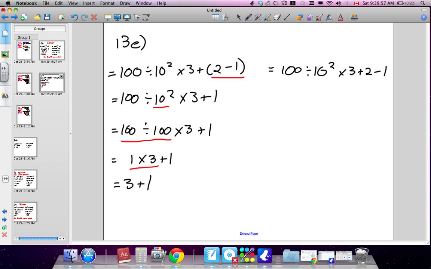So what's 100 divided by 100? 1 times 3 plus 1. What next? Then you multiply 1 times 3, which is 3 plus 1, which is 4. Good. Next question.